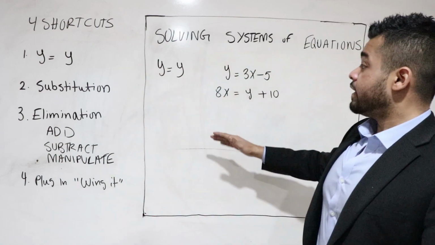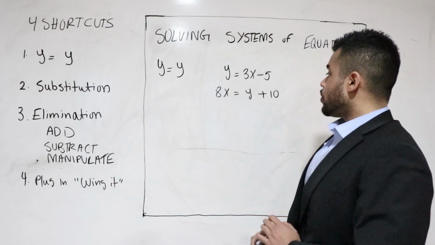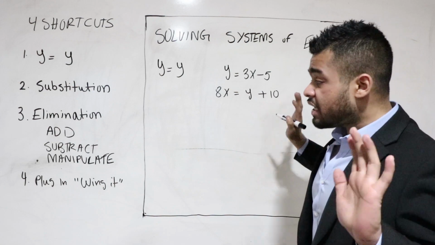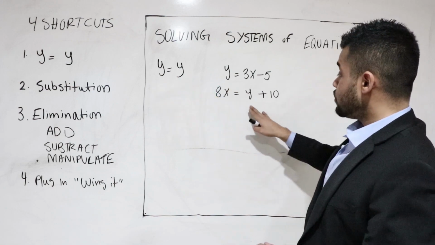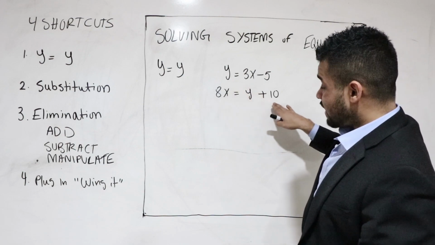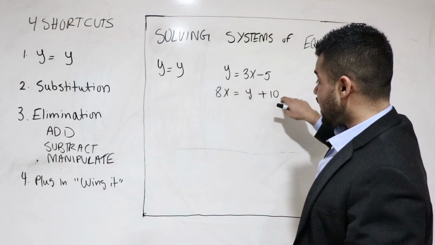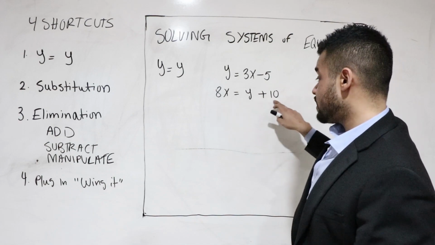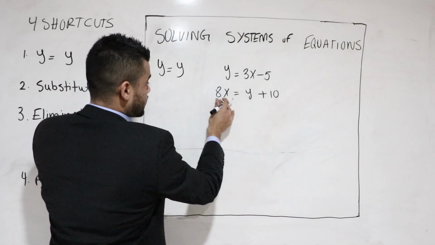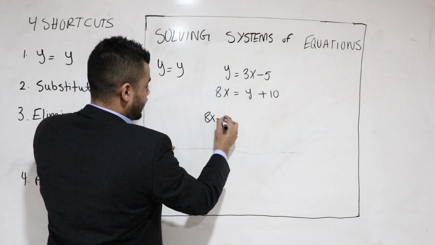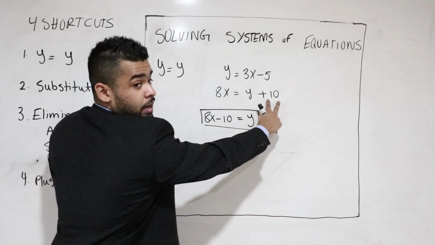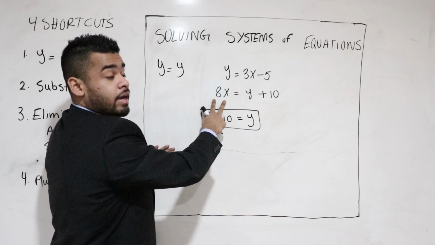So example number 1 is the y equals y technique. Here we have 2 equations. What we're going to do is get y's alone and equal to each other. The first one is alone, the second one is not. To get the second y alone, we have to remove this 10 from here, so I subtract 10 from both sides. My new equation will be 8x minus 10 equals y. You can see positive 10 on the left side becomes minus 10.